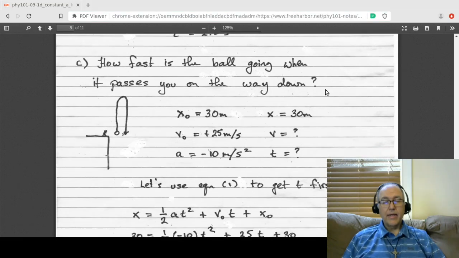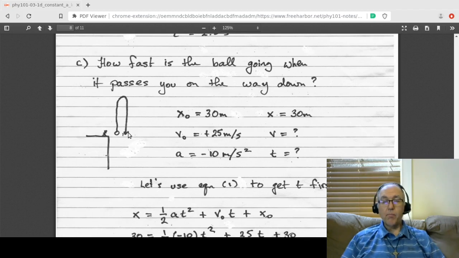Now I'm going to change things up a little bit. I'm asking you, how fast is the ball going when it passes you on the way down? I know the ball is going to continue going all the way down to the bottom, but I just want the motion from when I took the ball, threw it up into the air, and had it come back down, and it passes me on the way back down.